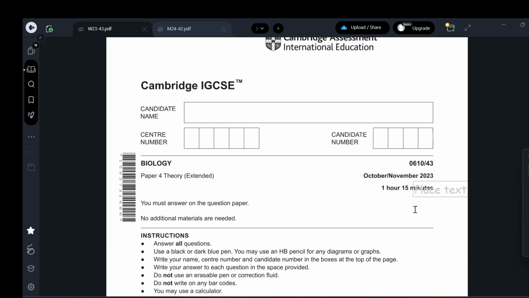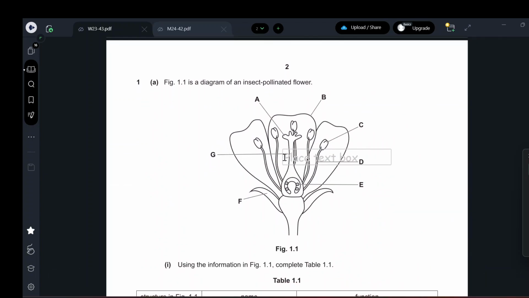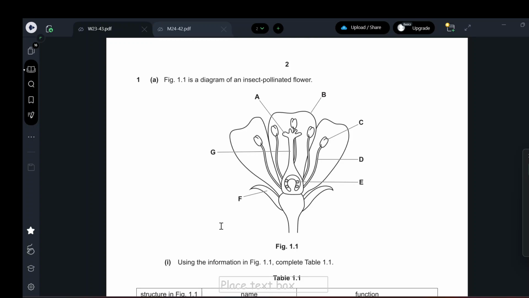November 23, variant 3, paper 4. The first question, figure 1.1 is a diagram of an insect pollinated flower. Use the information to complete. Insect pollination, very easy. Labels of the flower.